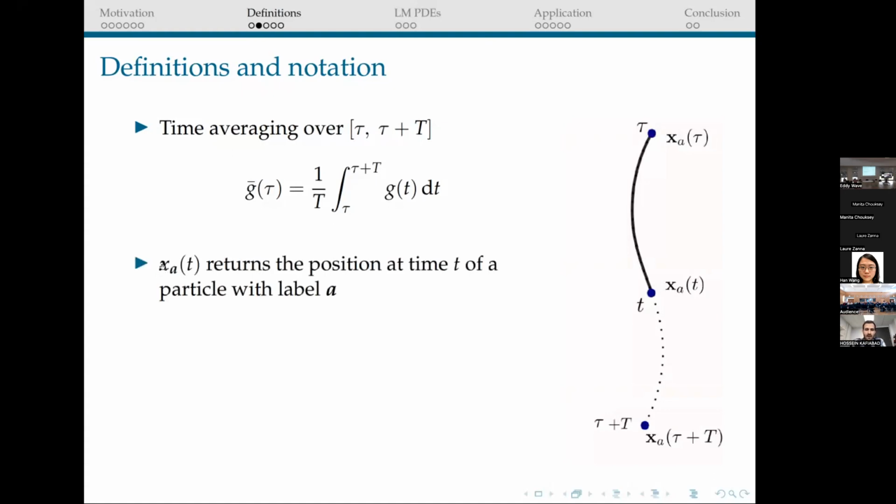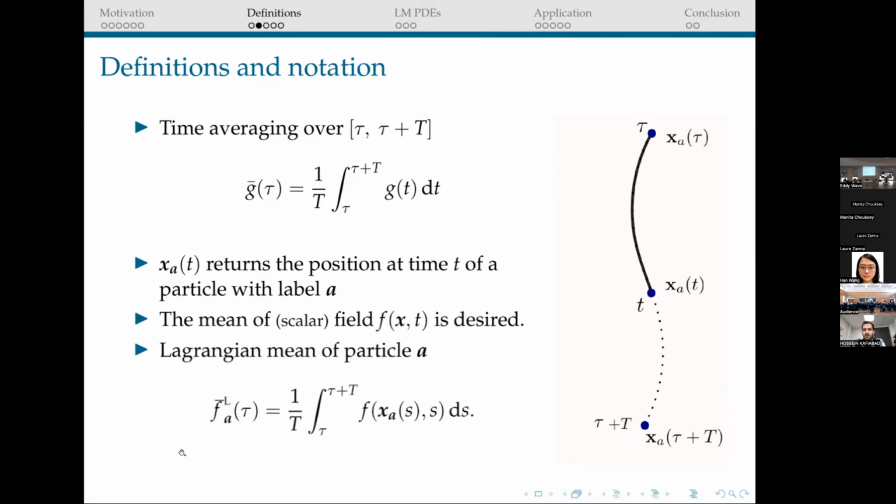And then let's say x sub a, so a is a label for my particle. I need to specify my particle, so I use label a, and then x sub a shows the position of the particle in time. So x sub a of t is the position of the particle at time t. Then let's say we want to compute the Lagrangian mean of a particular field like temperature, velocity, vorticity, let's call it f. Then the Lagrangian mean is computed using this formula, which is basically evaluating f at the position of the particle and taking the mean. But this is pretty useless.